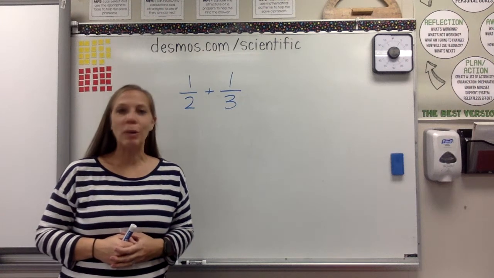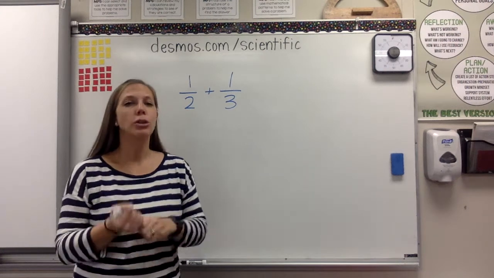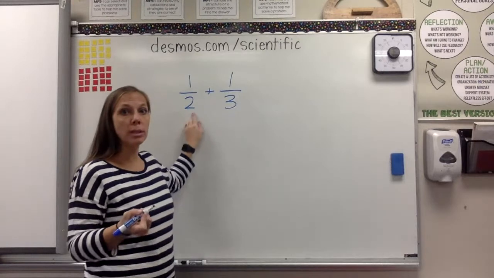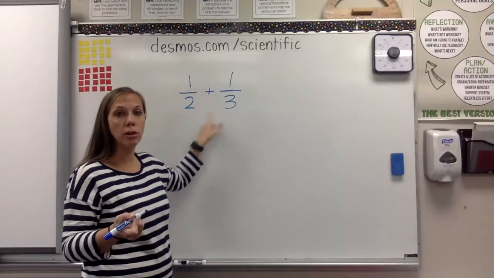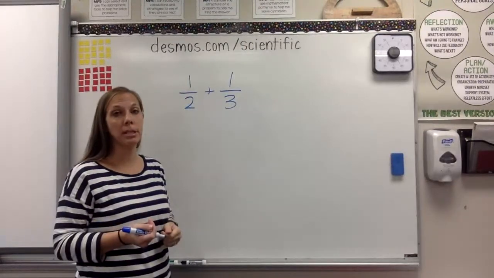Mathematicians, when we are adding or subtracting fractions, the first thing we need to do is find a common denominator. So I'm going to remind you of how we do that. One option you can do is simply multiply the two denominators. So 2 times 3 gives me 6, so I can use 6 as a common denominator.